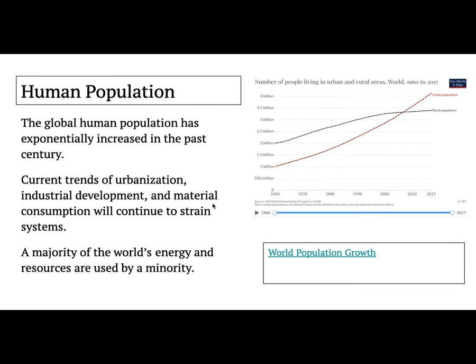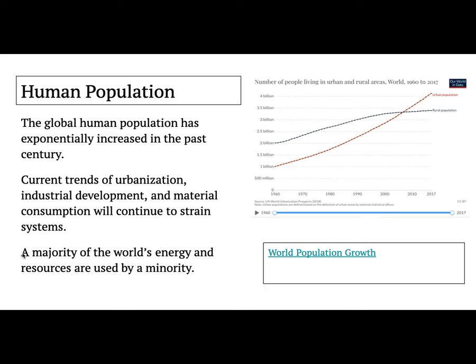Now, human population has also exponentially increased in the past century. 200 years ago, humanity was below the 1 billion marker, and now we're close to 8 billion. Current trends in terms of people moving to cities versus rural life, industrial development, and material consumption all mean that ecosystems and environmental systems are going to be strained to provide resources, space, and land, and also filter or cope with increased levels of pollution and runoff.